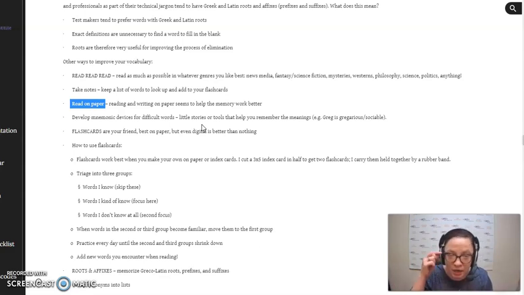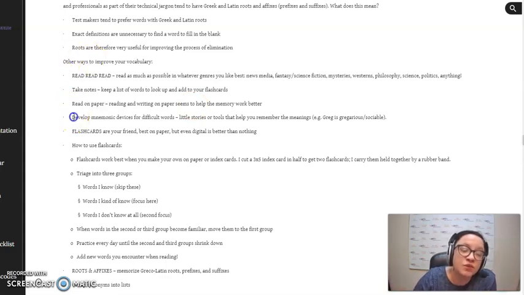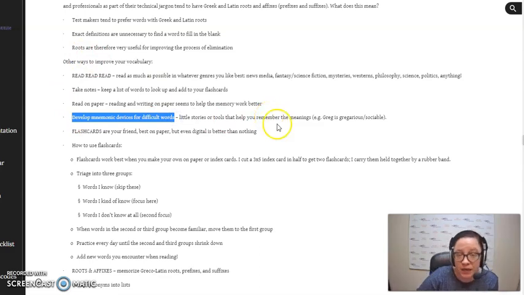Handwriting and reading with your eyes on paper, for some reason, helps trigger the brain. I think it's something about muscle memory. This was a cool tip that I thought was very useful. Develop mnemonic devices for very difficult words, such as little stories or tools that'll help you remember the meaning.